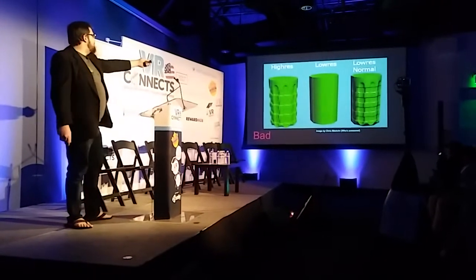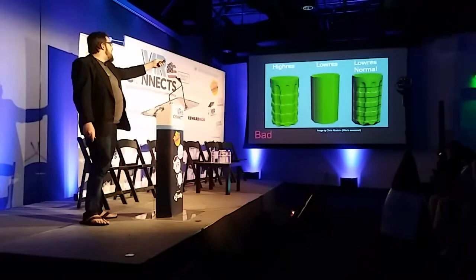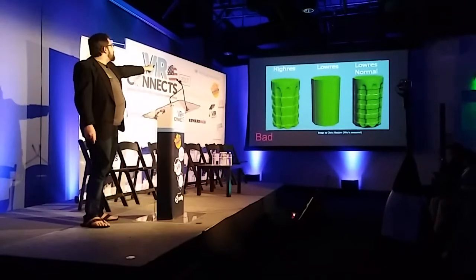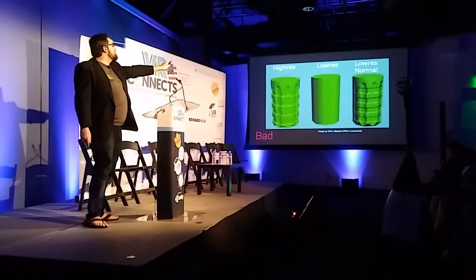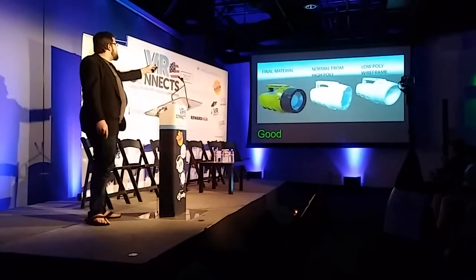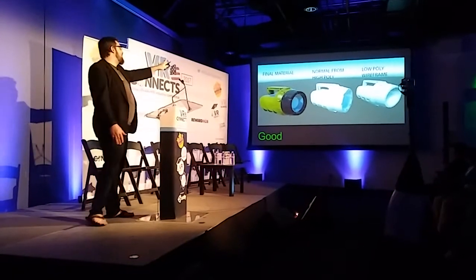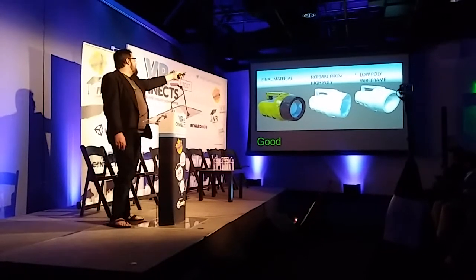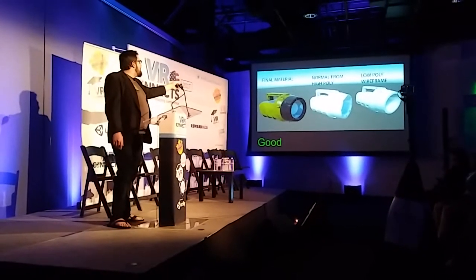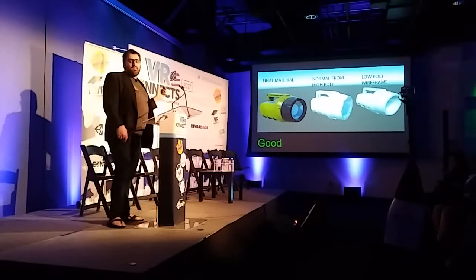And so here's a comparison. This is an example of what would be a bad usage of a normal map, because there's too much detail in the high res and too little detail in the low res. This is an example of where normal maps can be very well used, which is from our game Grave. We have the low poly wireframe, the high poly normal map, and then the final material.